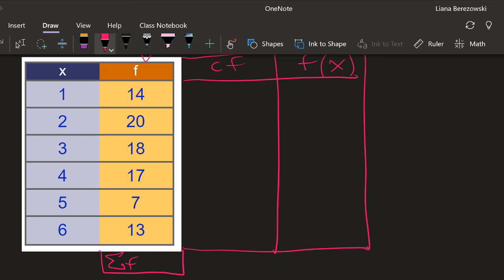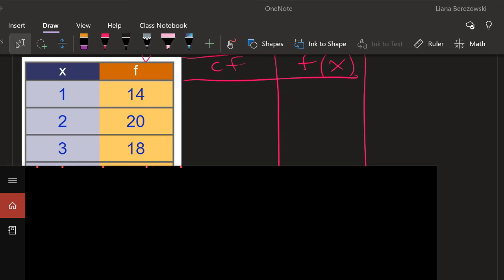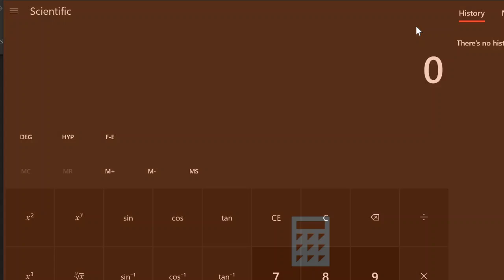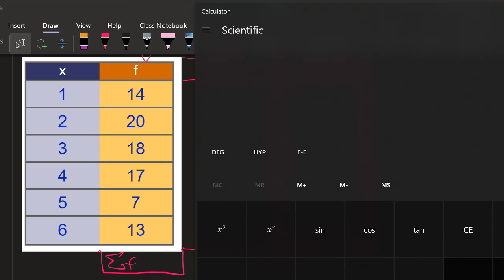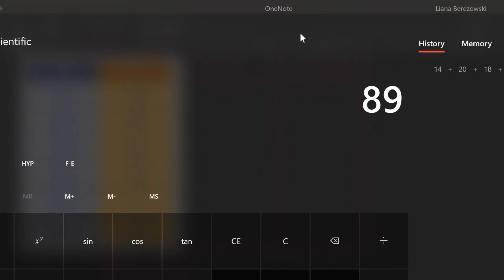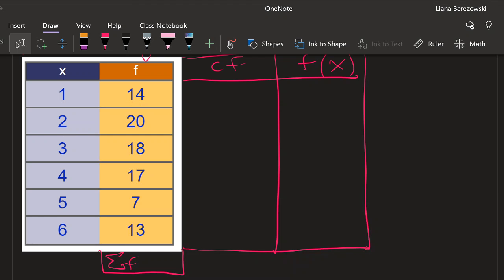So 14 plus 20 plus 18 plus 17 plus 7 plus 13. I'm going to pull out the big guns here and get the calculator involved, because I don't want to go through this entire example and get it wrong. So we're adding 14 plus 20 plus 18, 17, plus 7, plus 13. All right, when we add all of our frequencies up, we're going to have a total of 89. So our sum of frequencies is going to be 89.